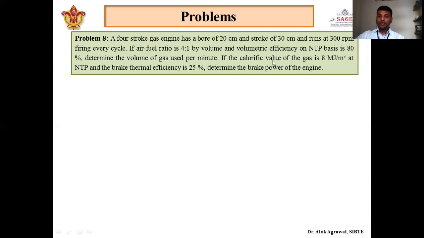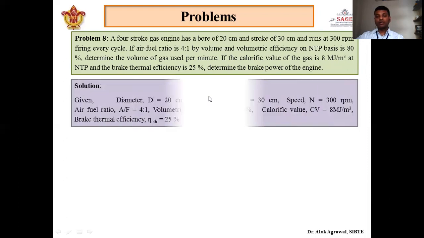Again, calorific value is given as 10 to the power 3 kilojoule per meter cube in terms of volume, and brake thermal efficiency is 25%. It is asked to determine the brake power of the engine. A lot of things are given, so let's write the given first: the diameter, length of stroke, N, air fuel ratio, volumetric efficiency, calorific value, and brake thermal efficiency.